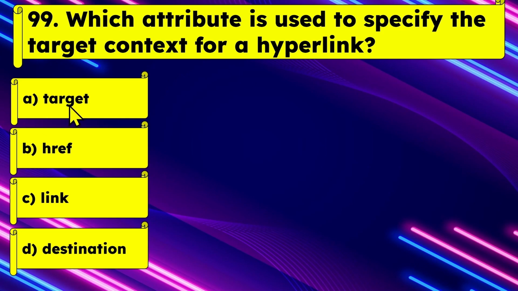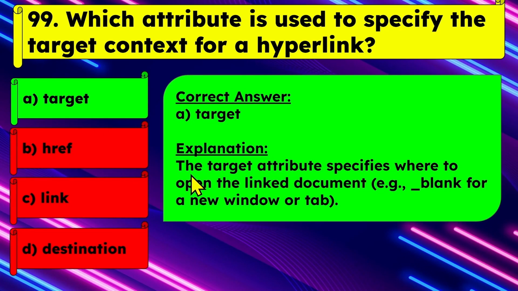Option A, target. Option B, href. Option C, link. Or option D, destination. So here the correct answer is option A. As you can see, the target attribute specifies where to open the linked document. For example, underscore blank for a new window or tab.